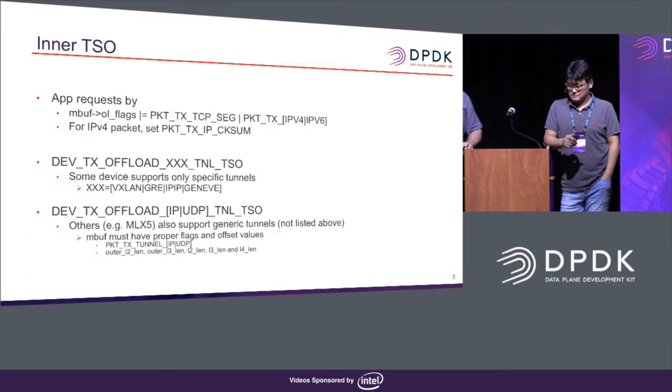For the inner TSO, which is quite critical sometimes in the data center, application can request the inner TSO by setting that TCP SEG flag along with that IPv4/6 flag. That means the outer header. The inner header. And of course, you know, for IPv4 packet, you should set the IP checksum offload flag as well.